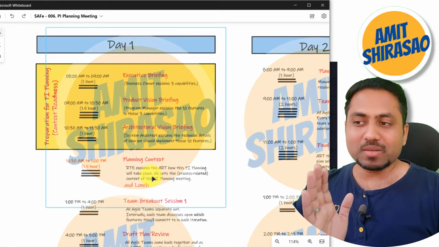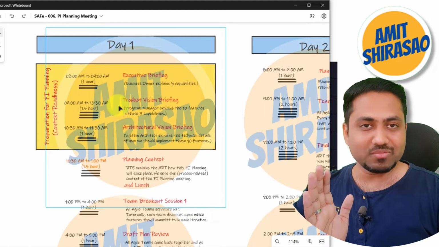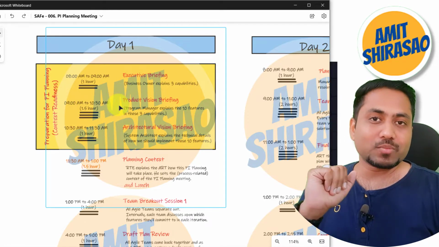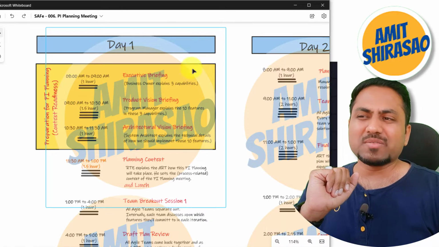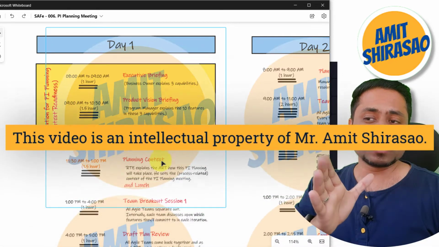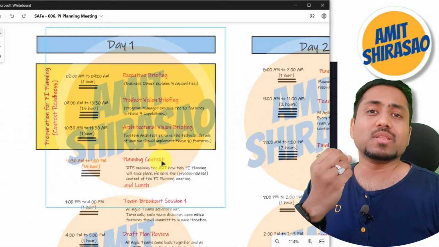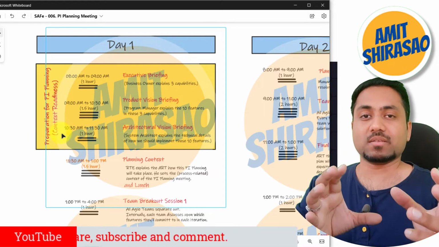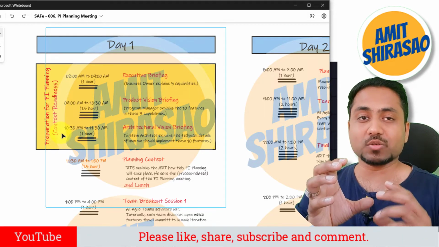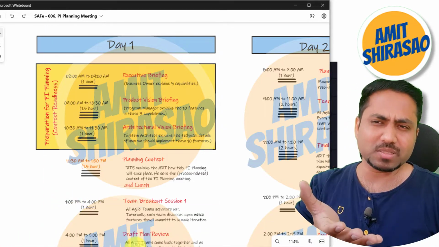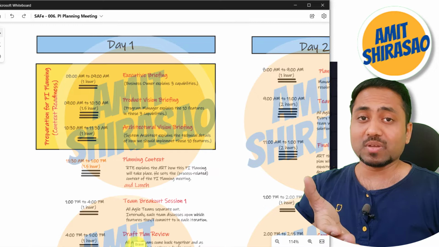Due to this, many people say that these 3 briefings in the beginning are not a part of the PI planning meeting. Why are they not a part of PI planning? Because anyway they happen before the team even knows about the planning context. So they are in a way PI planning readiness. They are not actually PI planning meetings. So the PI planning meeting starts from 1 PM onwards. That is what many people say. It's up to you what you want to consider.